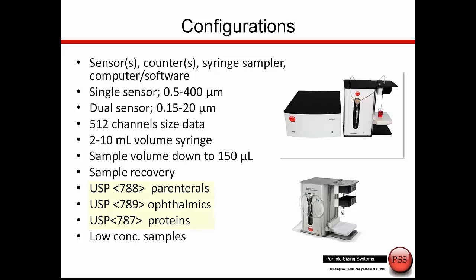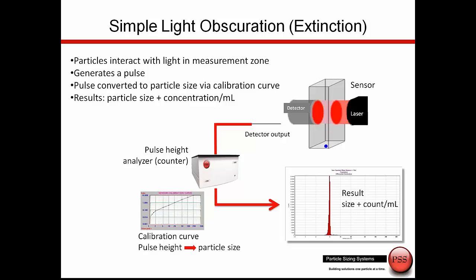This is the ideal system for many USP tests, including 788 for parenterals, 789 for ophthalmics, and 787 for therapeutic proteins. This instrument can also be used as a general particle size analyzer for low concentration samples that do not require dilution. This shows a basic operation of a light obscuration or light extinction sensor.